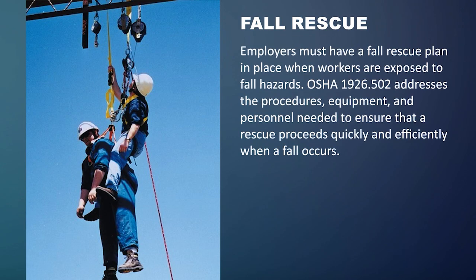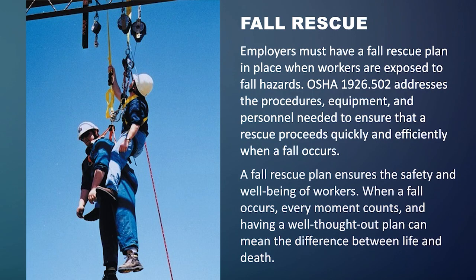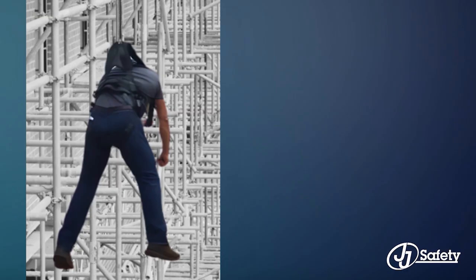Employers must have a fall rescue plan in place when workers are exposed to fall hazards. OSHA 1926-502 addresses the procedures, equipment, and personnel needed to ensure that a rescue proceeds quickly and efficiently when a fall occurs. A fall rescue plan ensures the safety and well-being of workers. When a fall occurs, every moment counts, and having a well-thought-out plan can mean the difference between life and death.